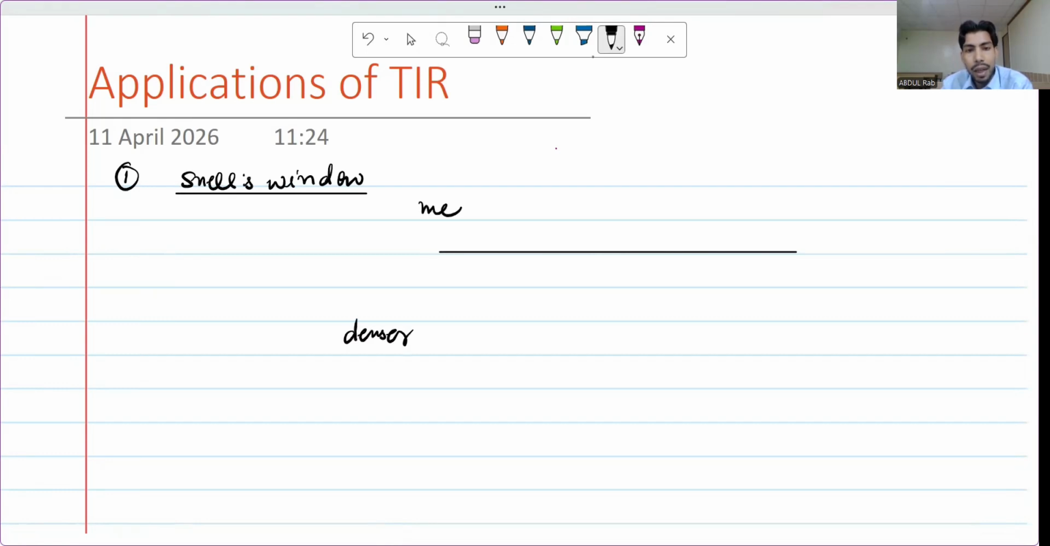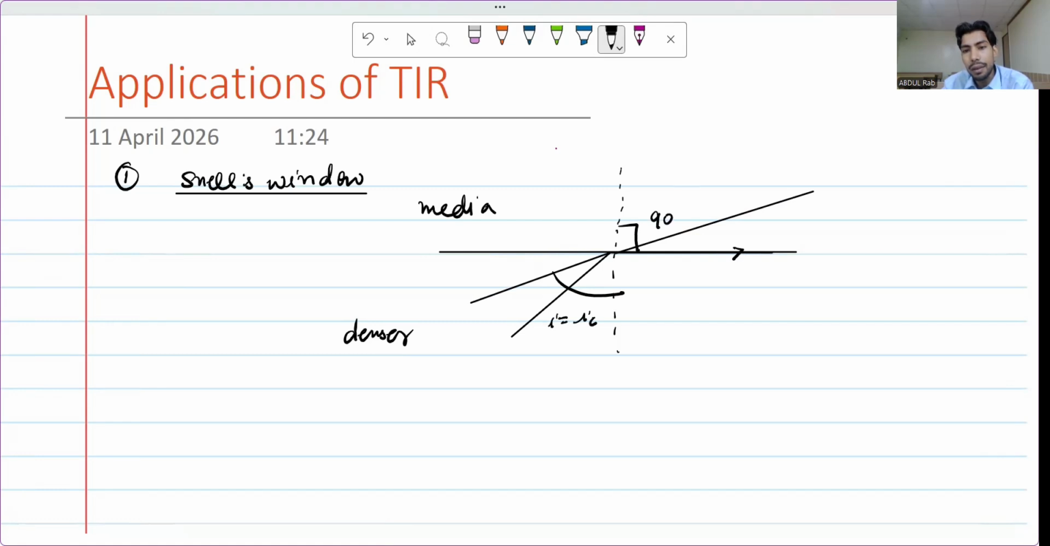So what will happen when this light ray is incident at some angle I less than IC? It will undergo refraction, of course, like that. It will bend away from the normal. But as soon as this I becomes equal to IC, what will happen? This light ray would be refracted along the boundary of the media. That means the angle of refraction becomes 90 degrees, right?